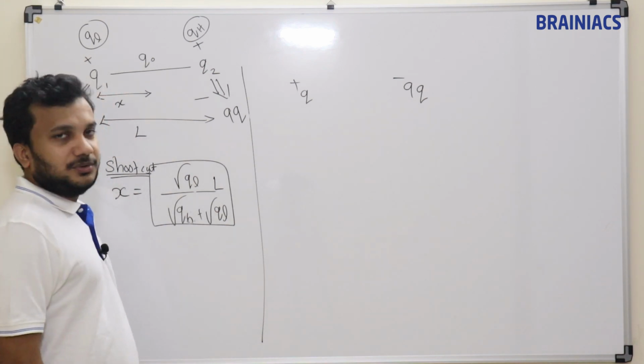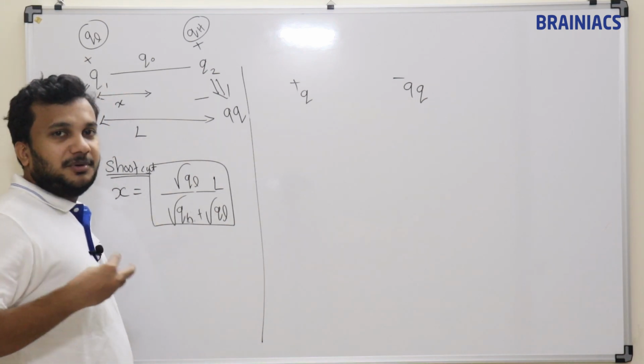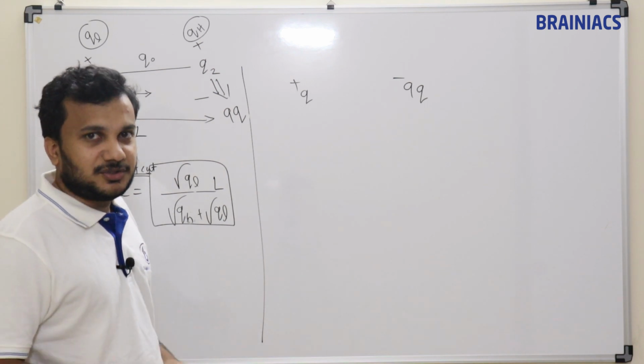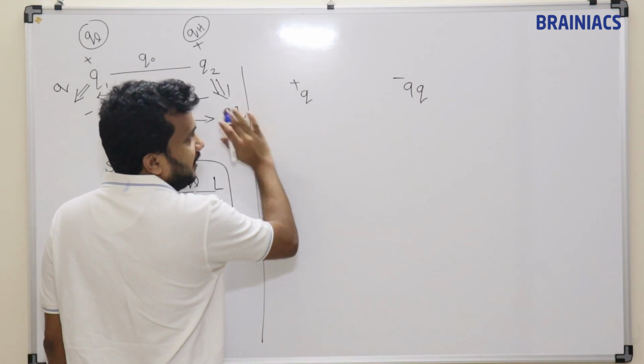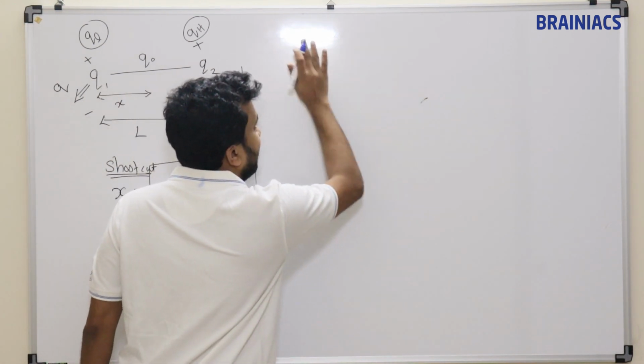Now we will try to see where the equilibrium position for the third charge is possible. So where the equilibrium position for the third charge is possible. Before going to this one, we'll write the heading.